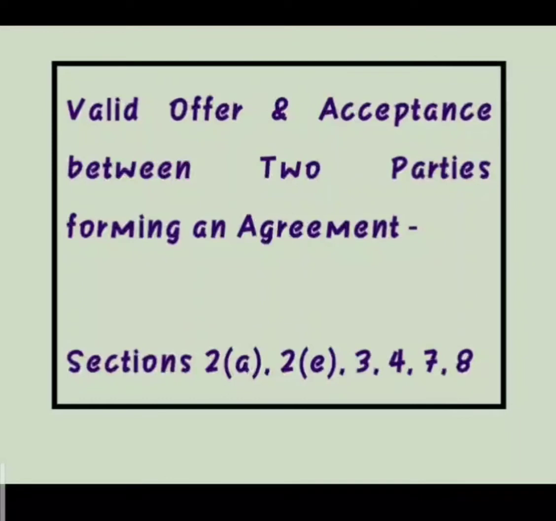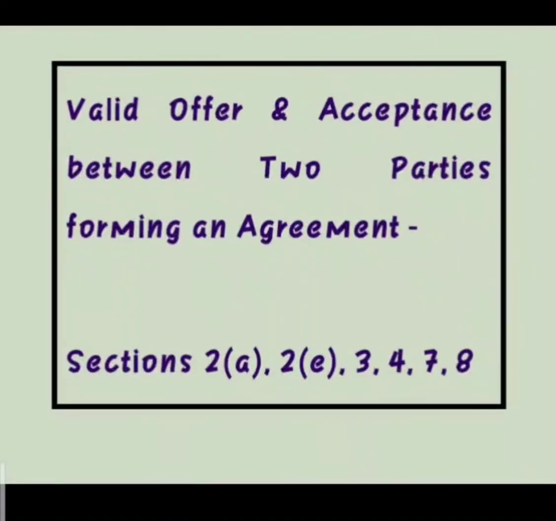The very first essential for a valid contract is that there should be a valid offer and a valid acceptance made between two parties. So the minimum requirement is two parties. There must be two parties who form a valid agreement. An agreement will be valid if there was a valid offer, that is, the offer has all its essential ingredients, and that offer must have been accepted unconditionally by the other party to whom it is made. So one party should make an offer and the other should accept it.